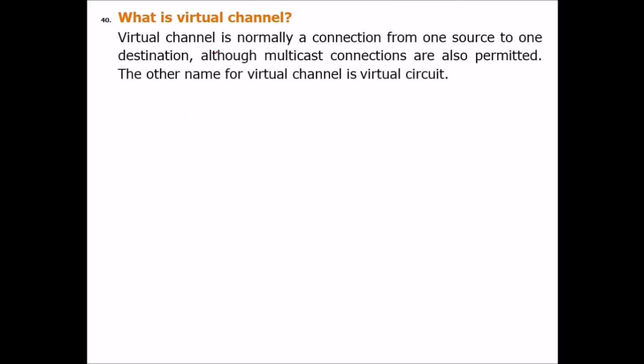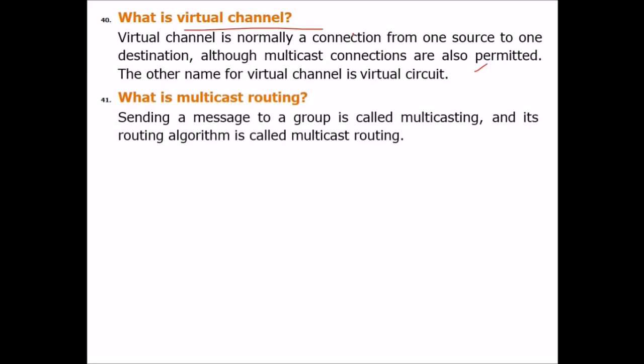What is virtual channel? Virtual channel is normally a connection from one source to one destination, although multicast connections are not permitted. We have already seen this is also called a virtual circuit. Multicast routing: sending a message to a group is called multicasting. The routing is multicast routing. This we have also seen.